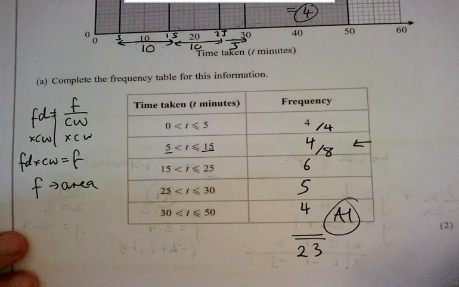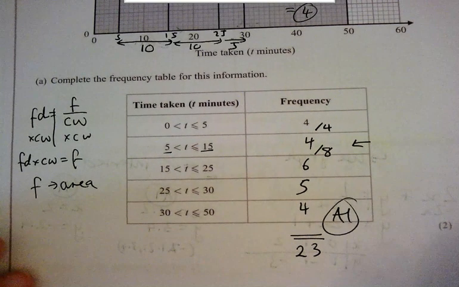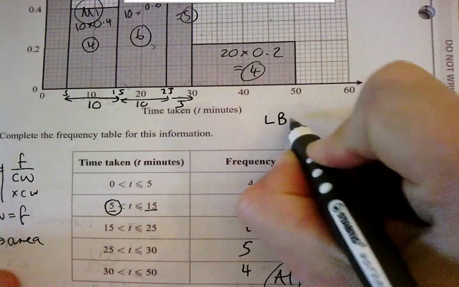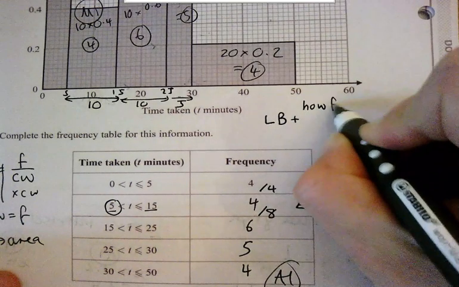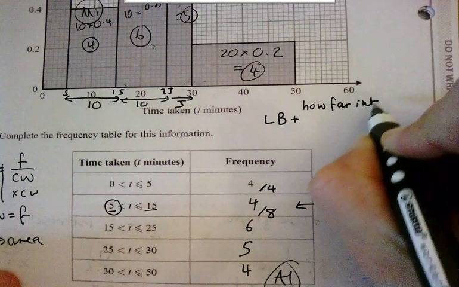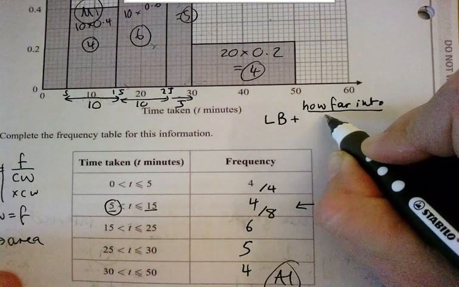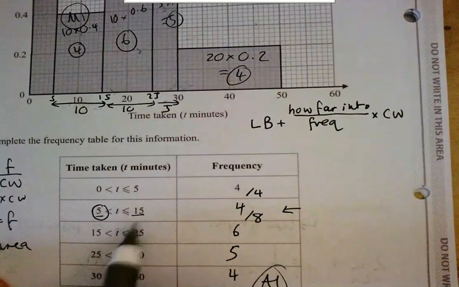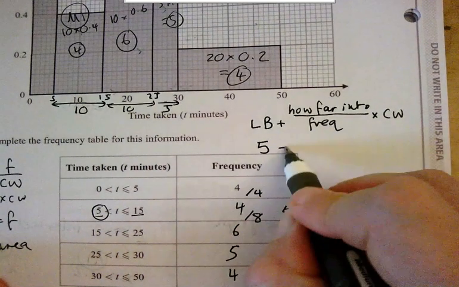To work out exactly where it is, I know it's somewhere between 5 and 15, I'm going to use linear interpolation, which is where I take the lower bound and then how far into that bar, divided by the total frequency for that bar, or how many are in the bar, times by the class width, so the width of that bar. So the lower bound would be 5 plus how far into.